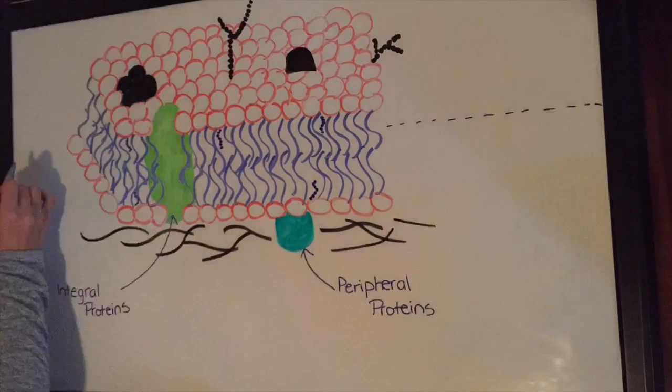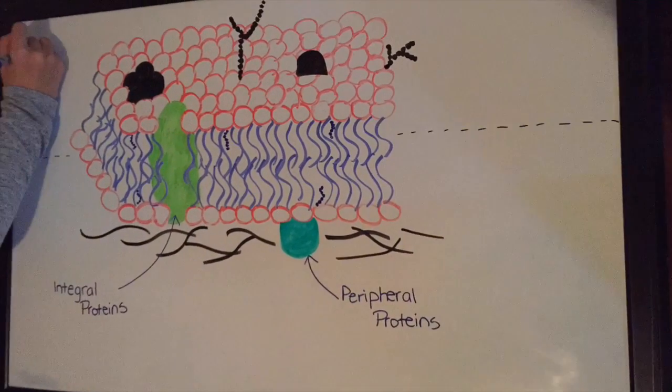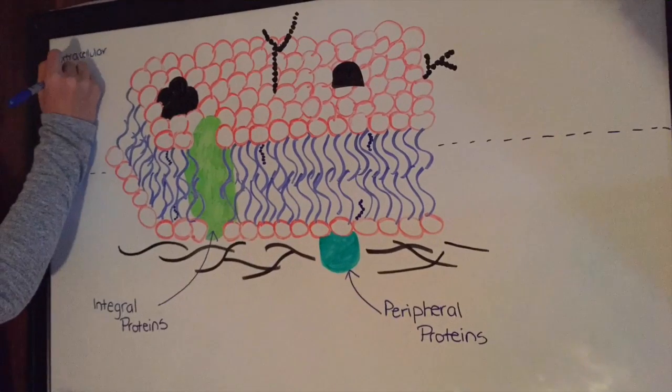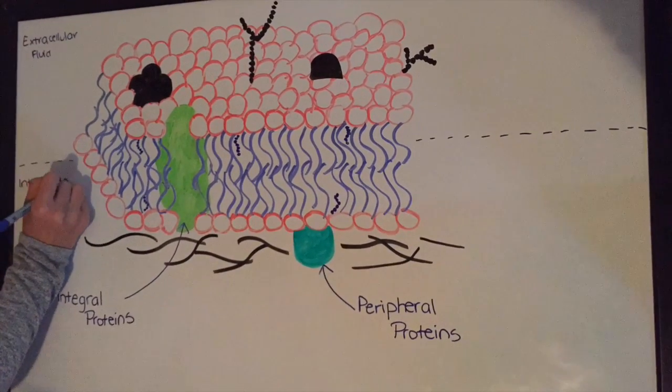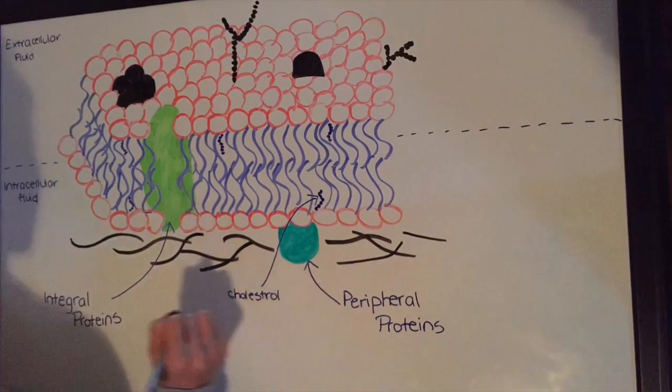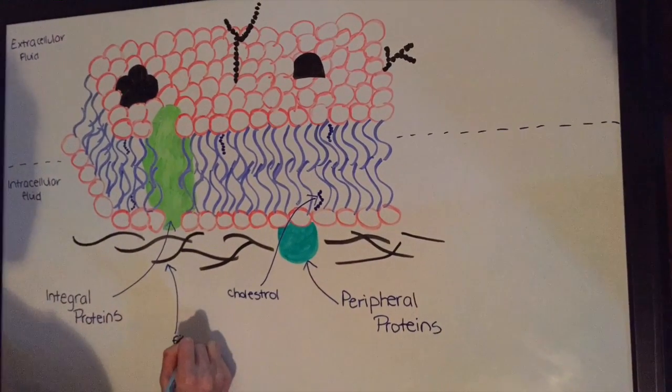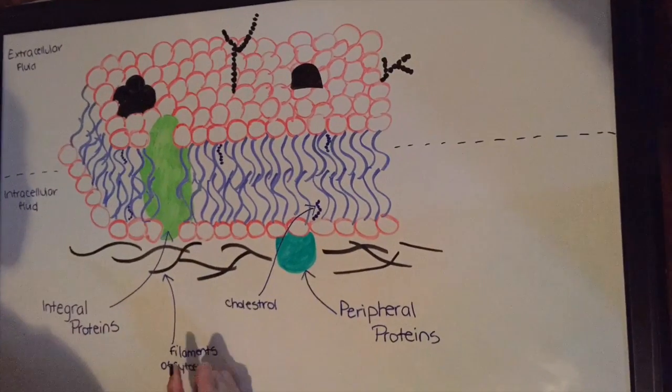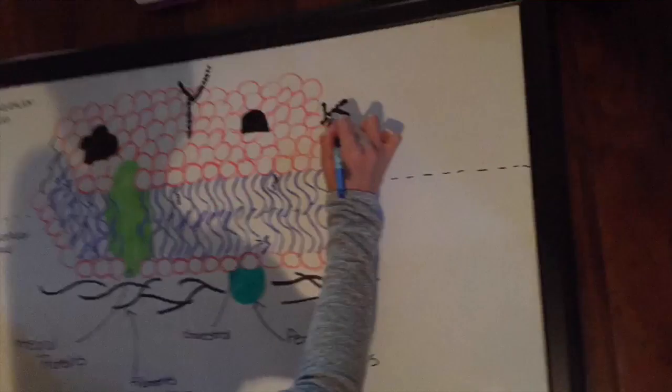Integral proteins are fully nestled in the membrane. They span the membrane. To remove them would be to deconstruct the membrane itself. Peripheral proteins are bonded non-covalently to membrane components and are at either the intracellular or extracellular side of the membrane.